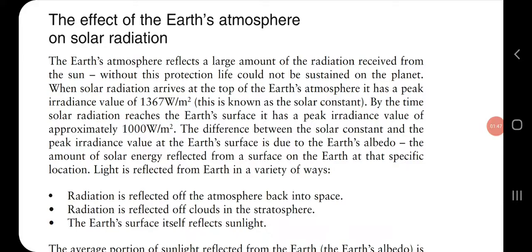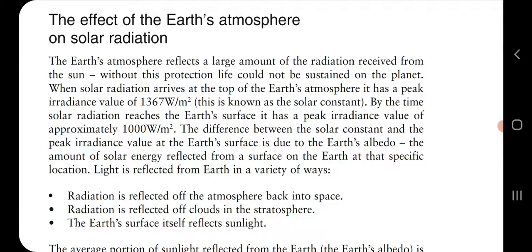The effect of the earth's atmosphere on the solar radiation. What happens when the sun radiates electromagnetic waves? Most of the energy never reaches the earth. 30% of the radiation is reflected back into space. When it enters, it has 1367 watt per meter square of energy. When it reaches the surface of the earth, it becomes 1000.